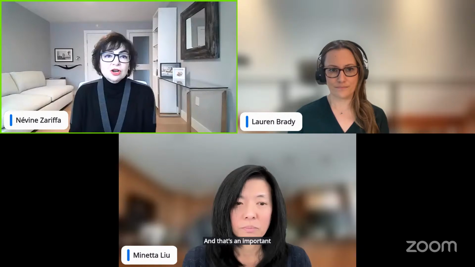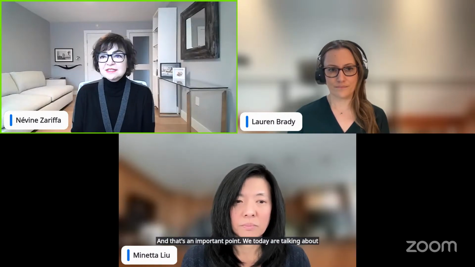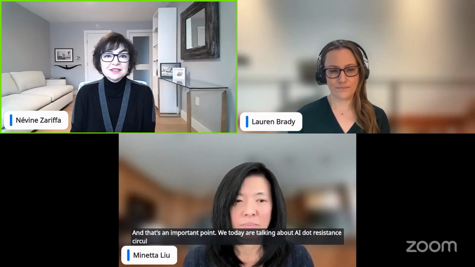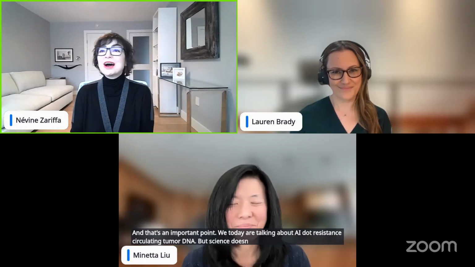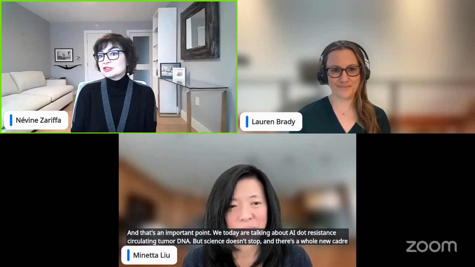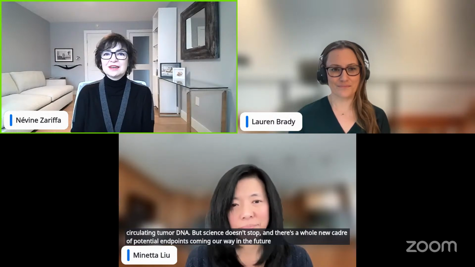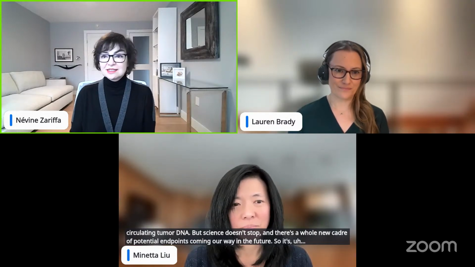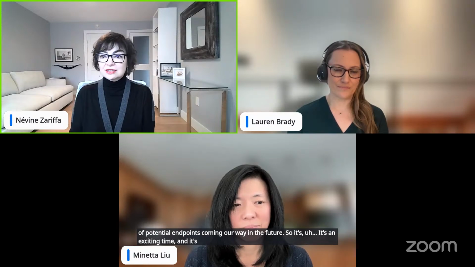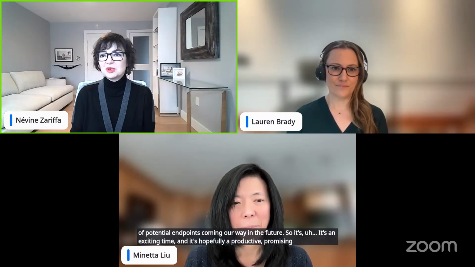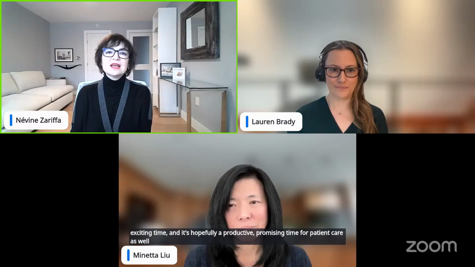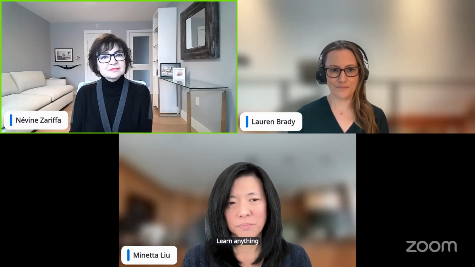That's an important point. We today are talking about AI, RECIST, and circulating tumor DNA, but science doesn't stop. And there's a whole new cadre of potential endpoints coming our way in the future. So it's an exciting time, and it's hopefully a productive, promising time for patient care as well. Lauren, anything to add?